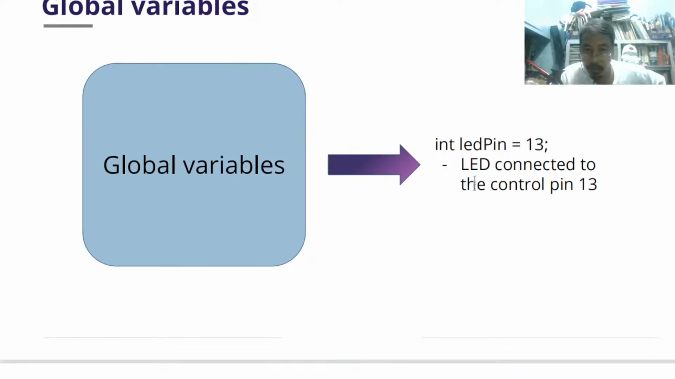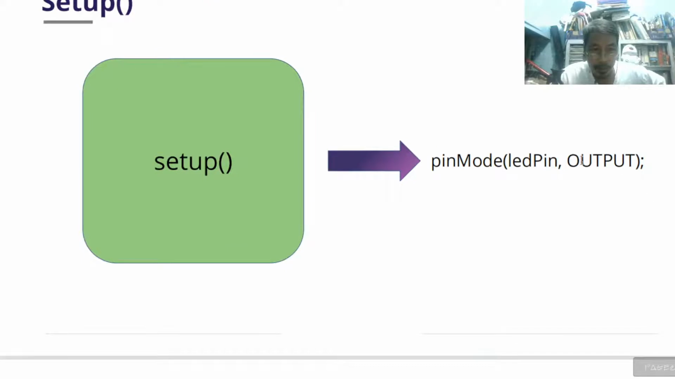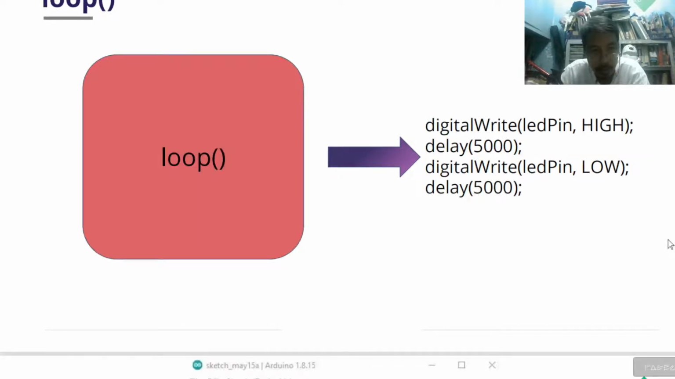So global variables, for example, we use this part: the LED connected to control pin 13. That is what we mean by this, that variable. Then setup, that is the initialization. We initialize the pin definition. We define the pin to be our output. Then loop: digitalWrite, delay, digitalWrite, delay.